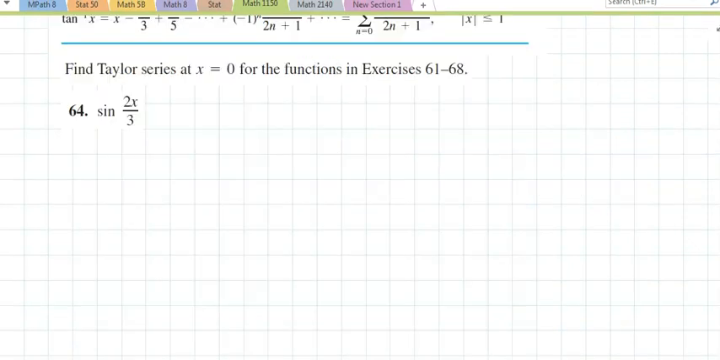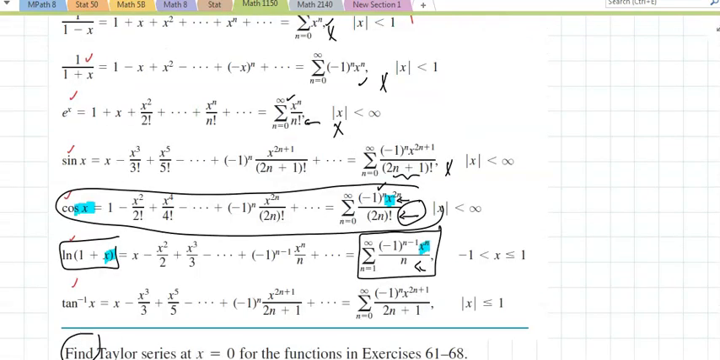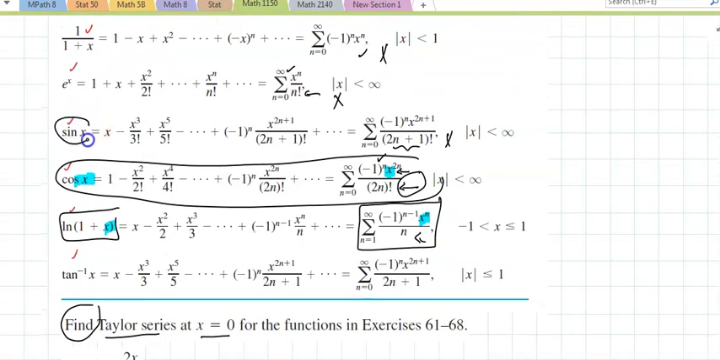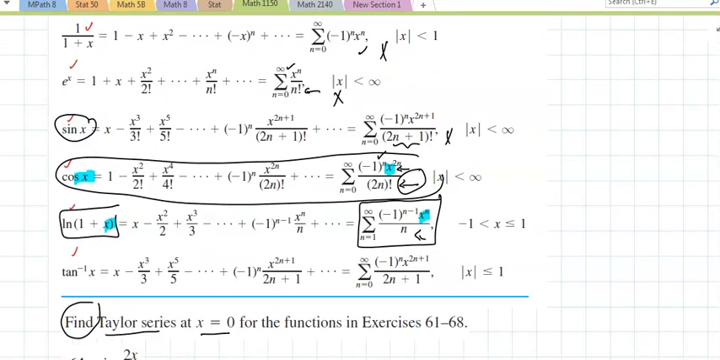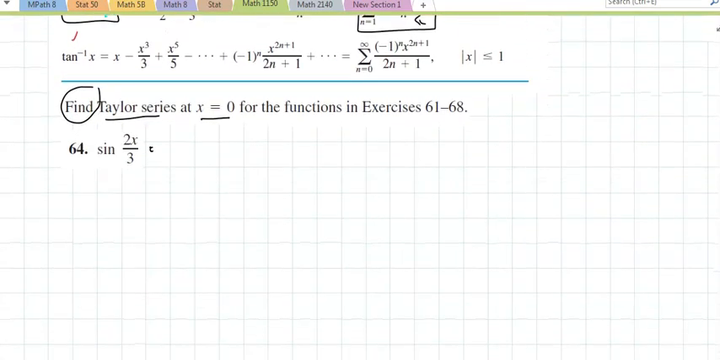The next set of problems, I'm going to have two of those. It says find the Taylor series at 0, which means find. So I can't use the table, right? I can't say, well, look, I know what the sine is, and that's not going to happen. You don't get credit for that. If it says use power series, you could use the table.